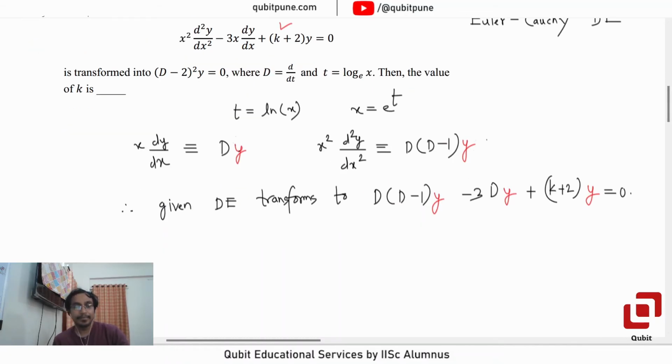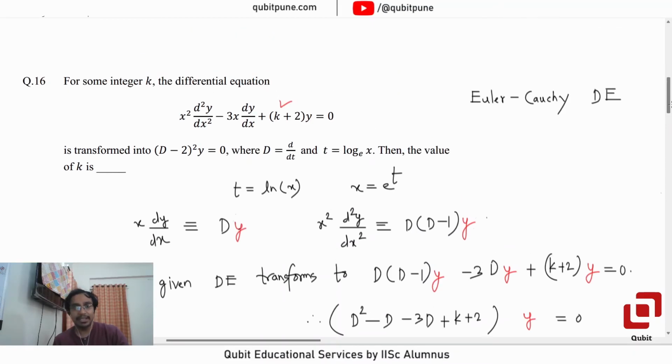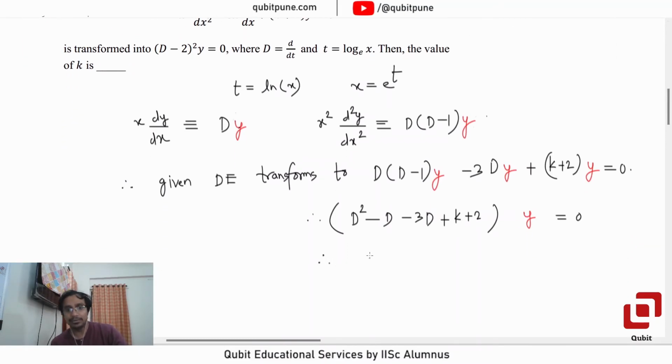Now we are done. All we need to do is simplify the terms, taking y outside. So D squared minus D minus 3D plus (k plus 2) y equal to 0. But this is actually (D minus 2) the whole squared.